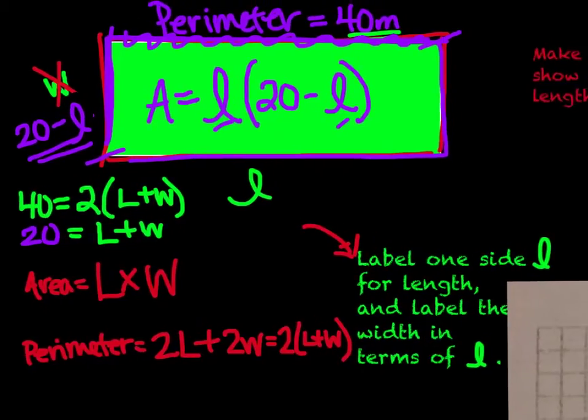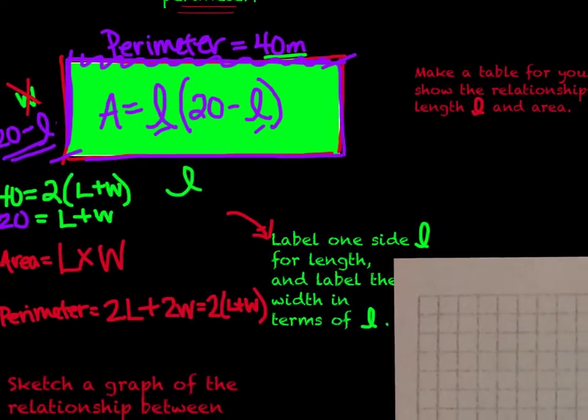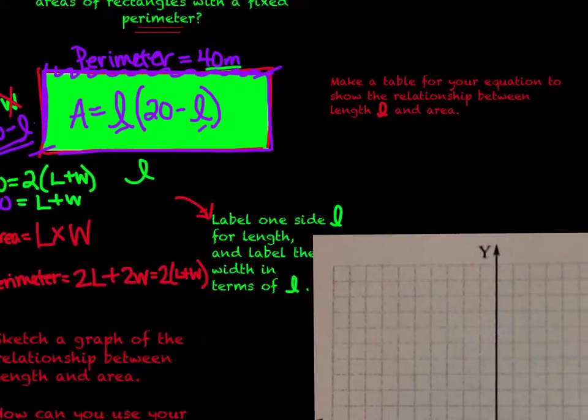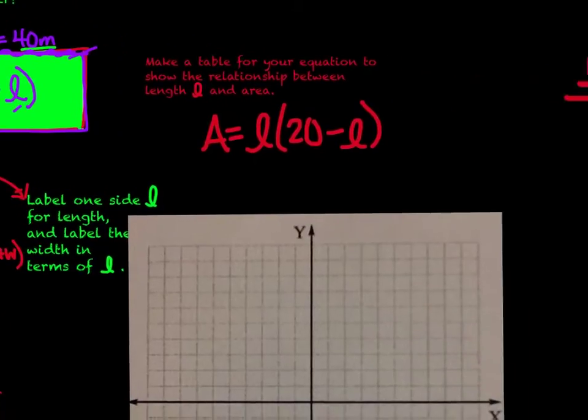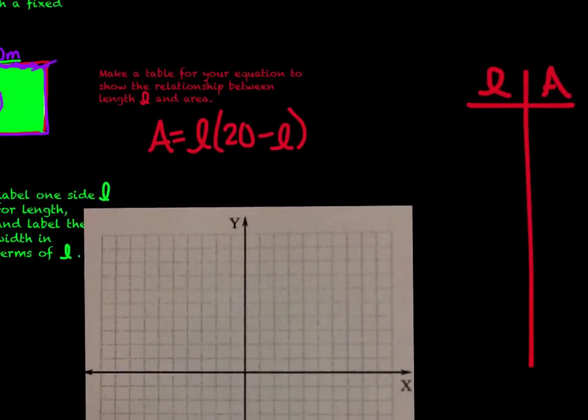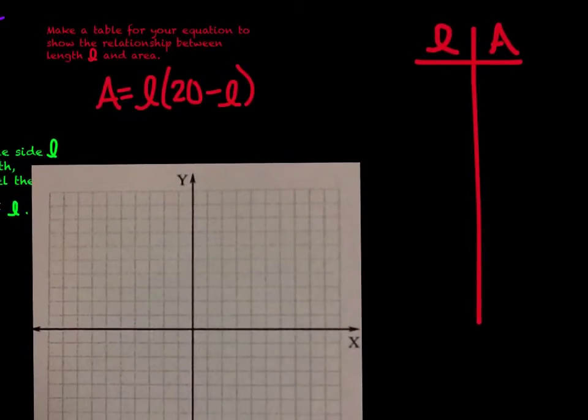So our next part of this is to make a table for our equation to show the relationship of the length and the area. So let's rewrite our equation so we can see it. Area is equal to length times 20 minus L. And we're going to move over so we have a little bit of space and we can actually create a table. So we need to make a table for this situation. We also want to remember we have a perimeter which is equal to 40 meters. That's going to be important.